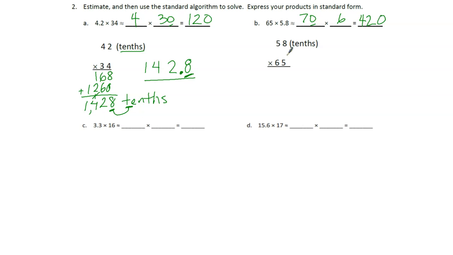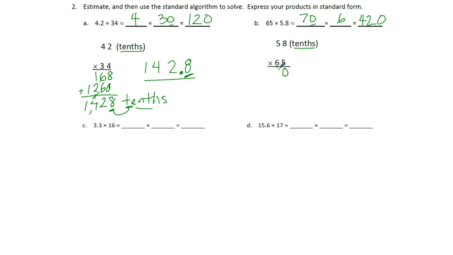All right, doing the multiplication. If you know your 5 times tables and your 6 times tables, you can do this fairly easily. So we have 5 times 8. Remember, this is tenths. We're going to bring that tenths back at the end, just like we did here. So 5 times 8, 5 ones times 8 ones is 40.